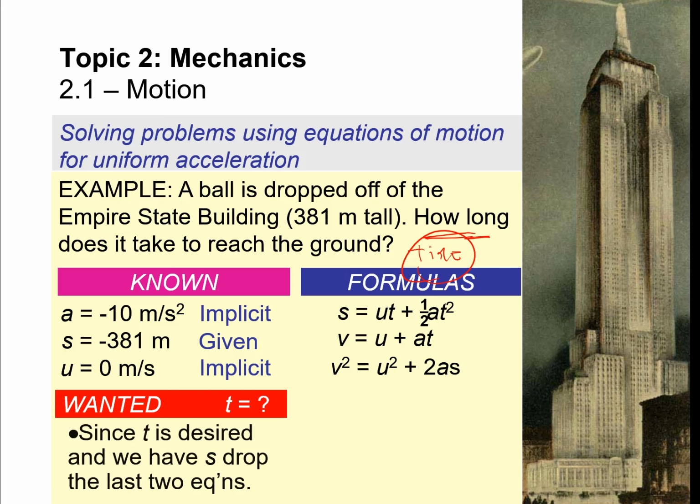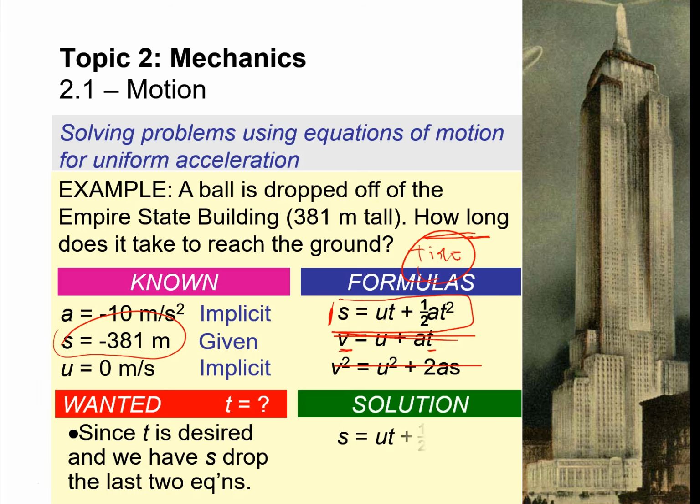Since t is what I want, I need to drop the equation that does not have time. He's dropping the second equation because it involves velocity and time, and I don't know the velocity. I know the displacement, so I need to keep an equation that will involve displacement and time, which is the first equation. My solution now becomes just a nice plug and chug, and the answer is 8.7 seconds.